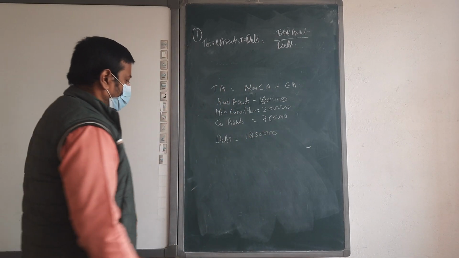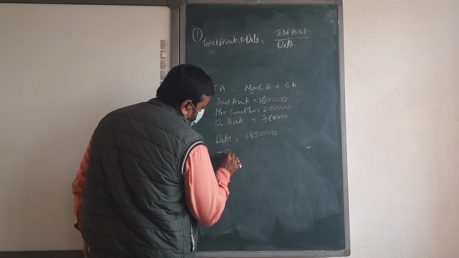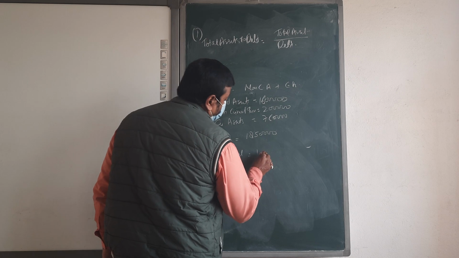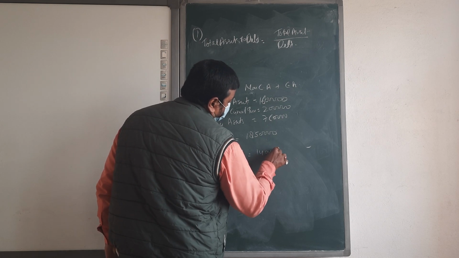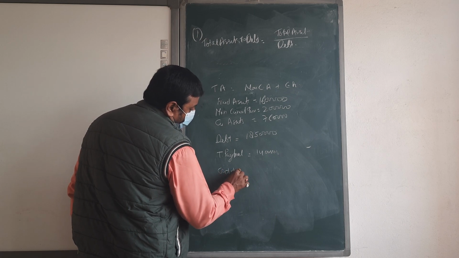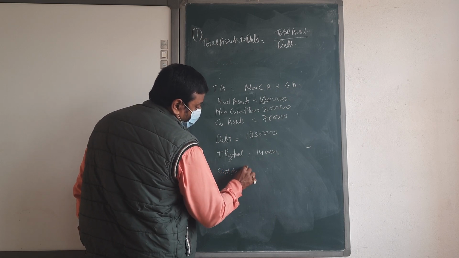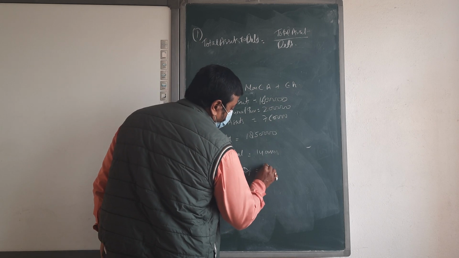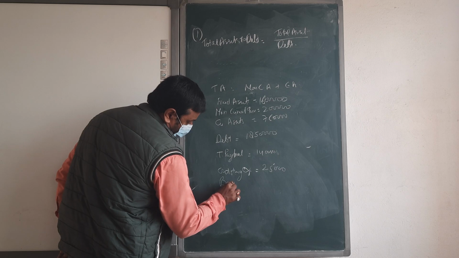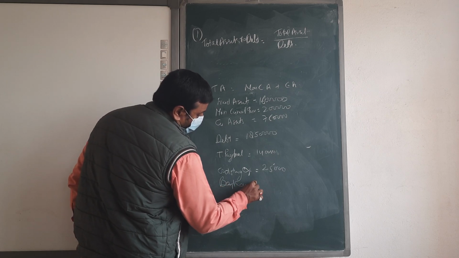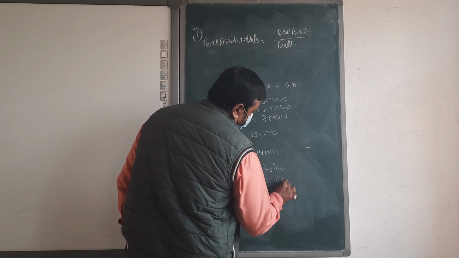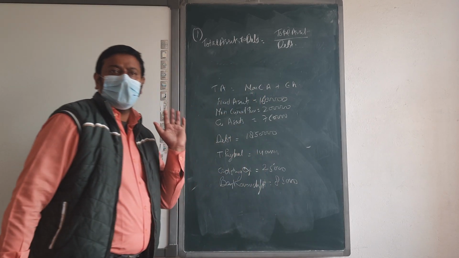Trade payables 1 lakh 40,000. Outstanding expense 25,000. Bank overdraft 85,000. I think there is no need for all these things.